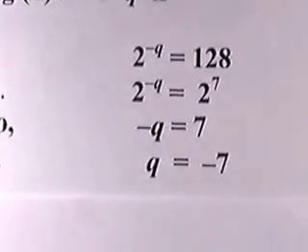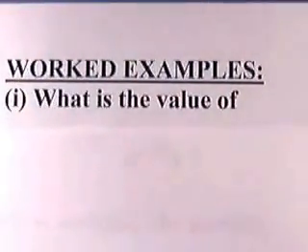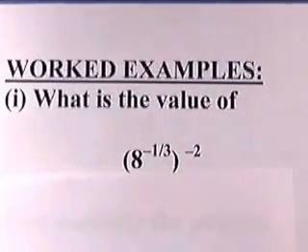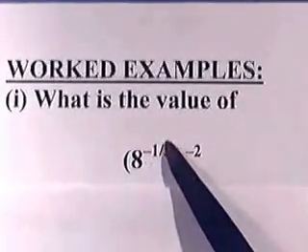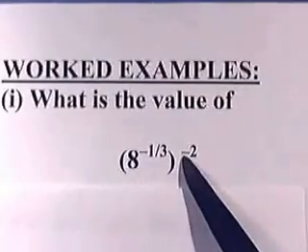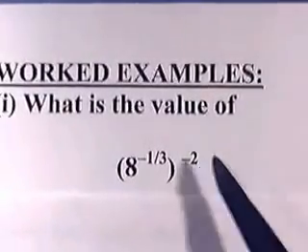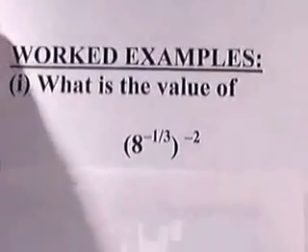Very simple idea. Now let's look at something that looks a bit more complicated, but in fact it isn't. What is the value in this example of 8 to the power of minus a third, brackets, all to the power of minus 2? How do we work this out?